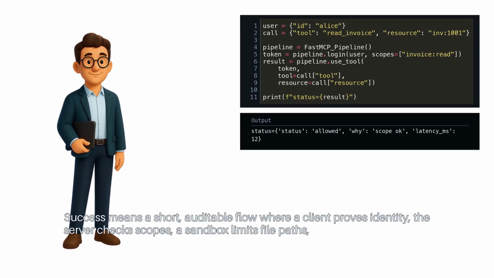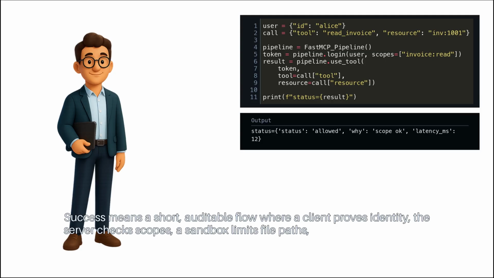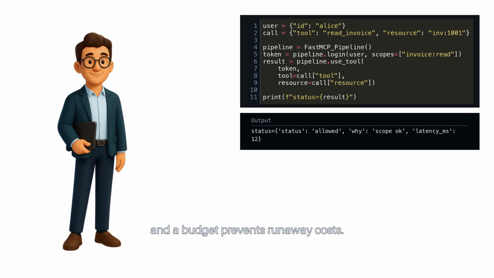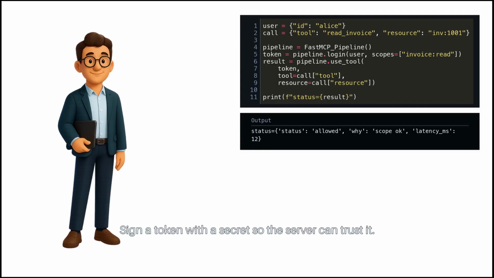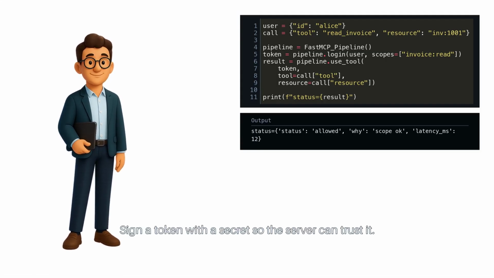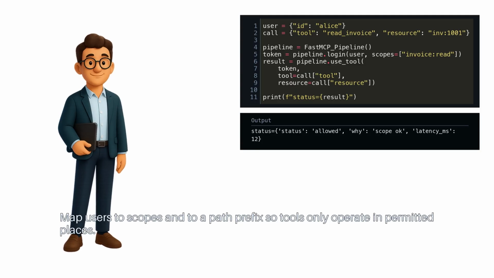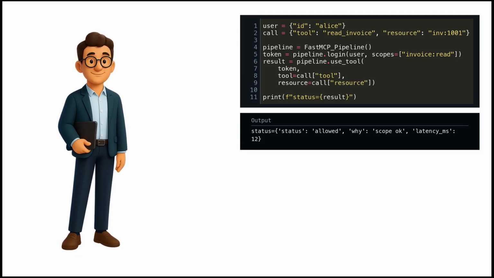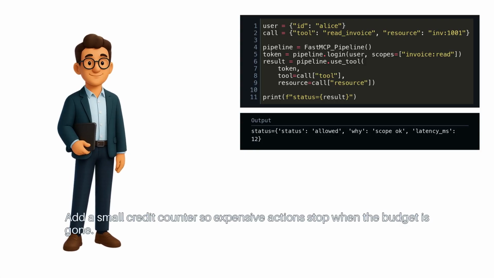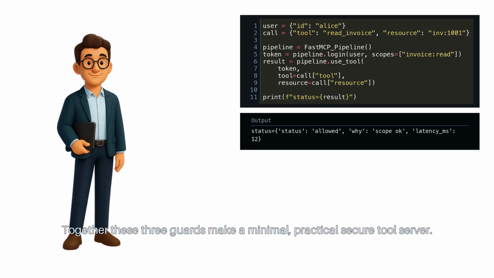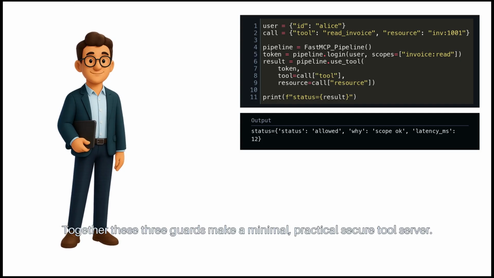Success means a short, auditable flow, where a client proves identity, the server checks scopes, a sandbox limits file paths, and a budget prevents runaway costs. At a high level, the idea is simple. Sign a token with a secret so the server can trust it. Map users to scopes and to a path prefix so tools only operate in permitted places. Add a small credit counter so expensive actions stop when the budget is gone. Together, these three guards make a minimal, practical, secure tool server.